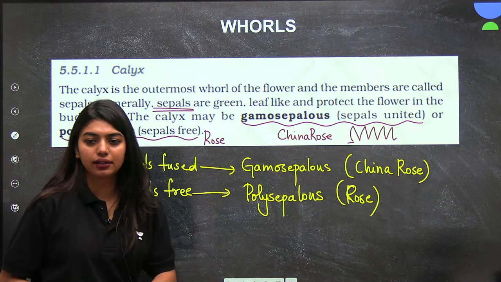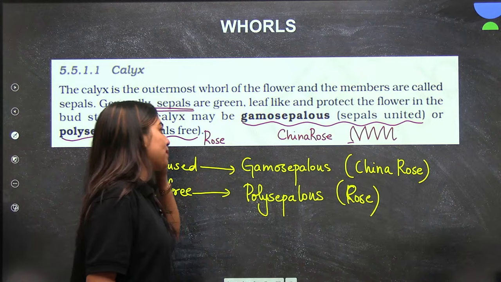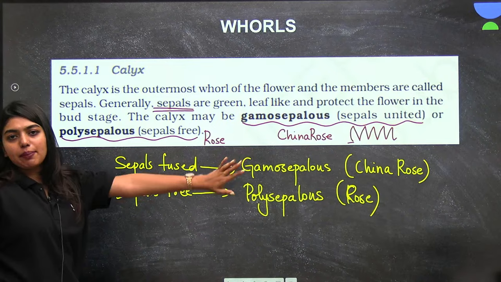Polycephalus. Got it? Yes. Okay. Sepals are free: polysepalous, example rose. And sepals are fused: gamosepalous, China rose or your hibiscus. Clear to all of you? One whorl is done.